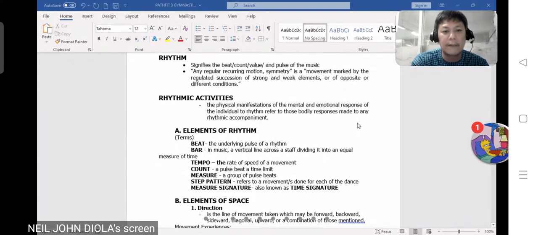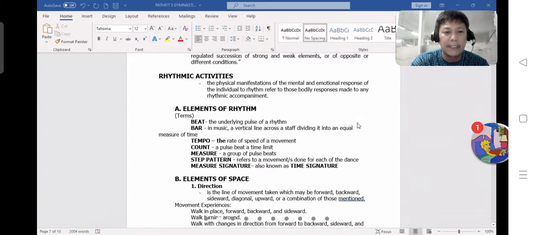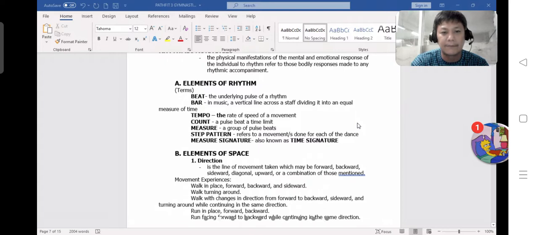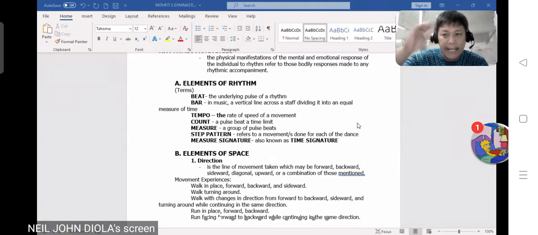Okay, so here are the following elements of rhythm. Elements of rhythm are the tempo, the count, the music measurement, the step patterns, and the time signature or measure signature. First we have to talk about tempo. For tempo, guys, there are three types: the fast, the moderate, and the slow. This is all about the movement. For example, hinay, this is what we call slow tempo, and then the fast tempo.